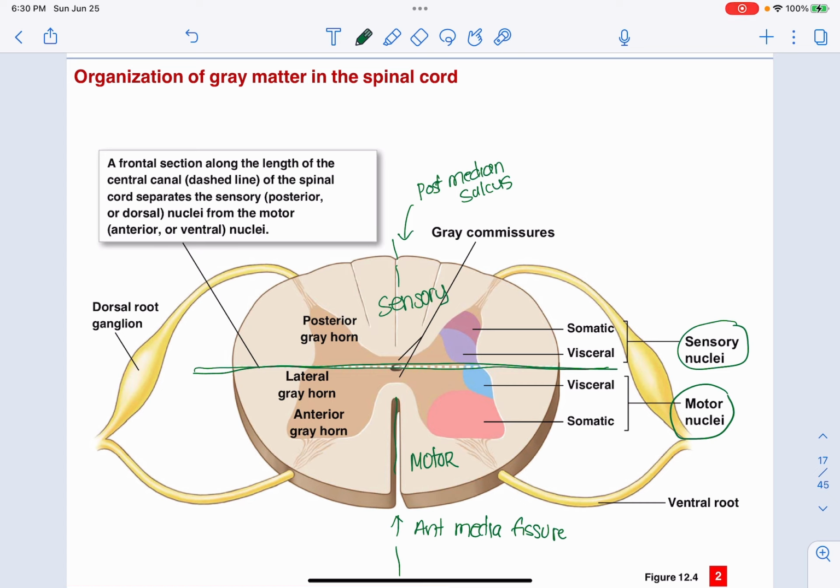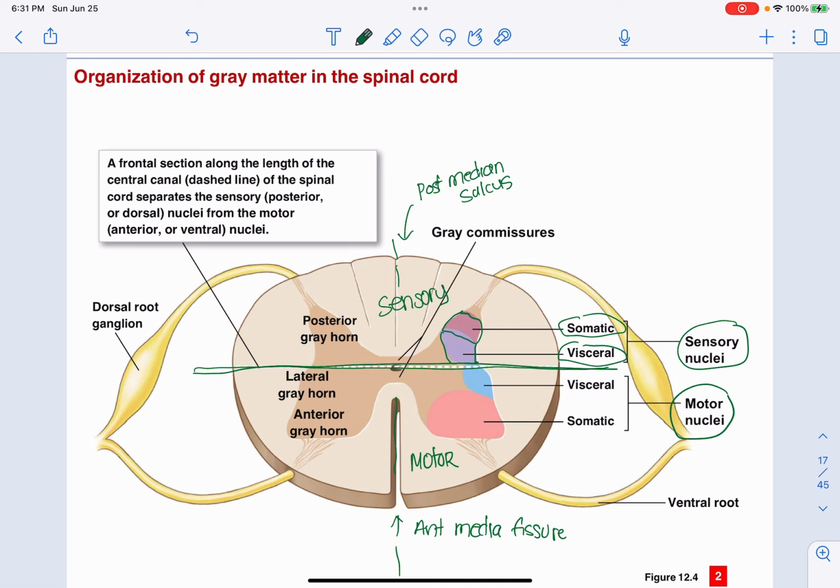Then we can further break down the sensory information into somatic versus visceral. And there are distinct locations. The nuclei are grouped together based on the type of information that is going to be received. So all somatic sensory information, all the nuclei are going to be clustered in this region. And all of the visceral sensory nuclei are going to be clustered in that purple region. Now, I don't want you to memorize these different regions. What these images are showing you is how complex and how organized the spinal cord is. And it's such a sophisticated mechanism by which all of these nuclei are arranged.